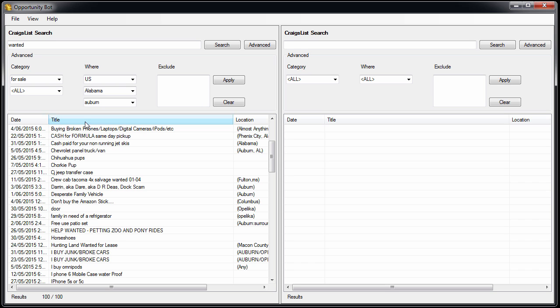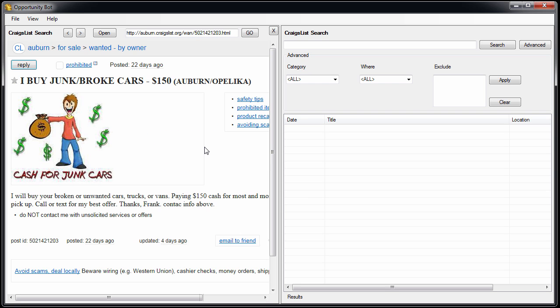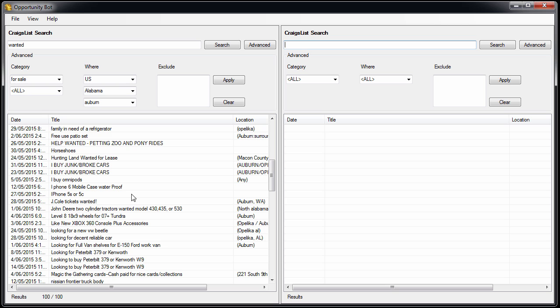If we then sort by the title and start looking down for double ups, like this one is a perfect example, buy junk broke cars. So this guy is a dealer. I will buy your broken and unwanted cars and vans, paying $150 each. Okay, so if you can find a car for him, then you can get paid.